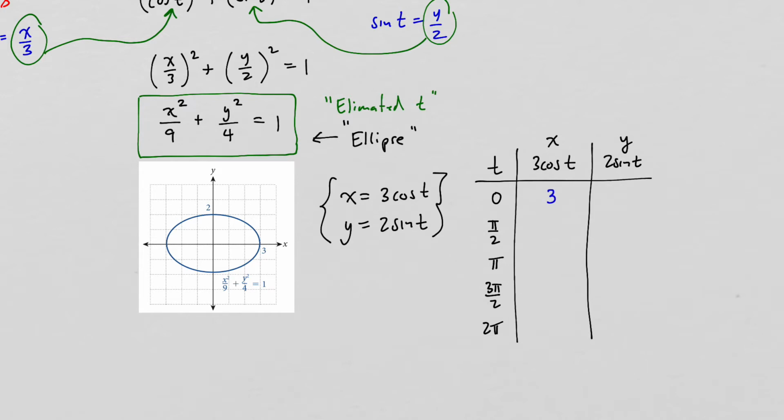And if t equals 0 here, sine of t would be 0, right? Because sine of 0 is 0. And multiplied by 2, that would still be 0. And so that gives us the point x equals 3, y equals 0. If t equals pi over 2, the cosine of pi over 2 is 0. And the sine of pi over 2 is 1, and 2 times 1 would be 2. And that gives us the point (0, 2). Now, if you keep on going through and doing this, you will end up getting the following points.